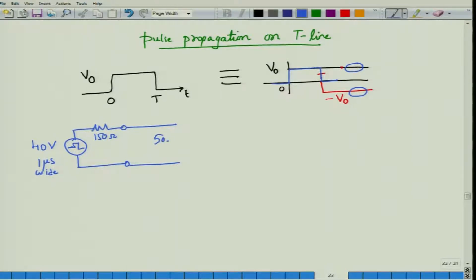We consider a 50 ohm transmission line. We do not bother too much about the length of the transmission line, except that we want the pulse width here, which is 1 microsecond, to be less than the time delay. So, let us consider say a 600 meter long transmission line with a velocity of 3 into 10 to the power 8 meter per second. We already know that the delay here would be about 2 microseconds.